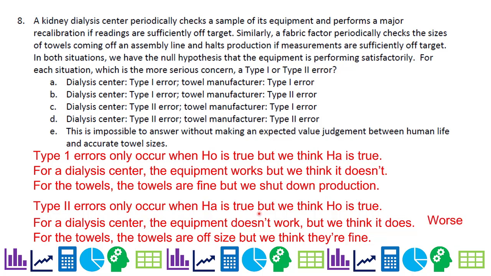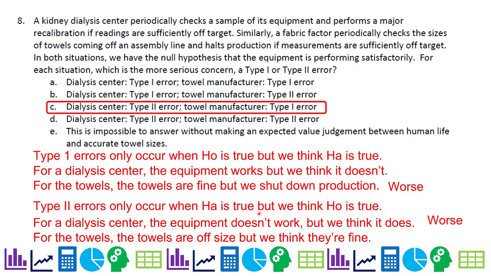When the equipment's not working, that's dialysis. That's a serious thing, right? So if we think the equipment's not working, but it is, the good news is no one's getting hurt. But if you're doing a dialysis and it's not working, that means that's affecting someone's health. All right. Whereas for the towels, shutting down production is probably the bigger deal. Maybe it's okay if the towels are a little bit off, but it's worse to shut down the production line and then you lose profit.